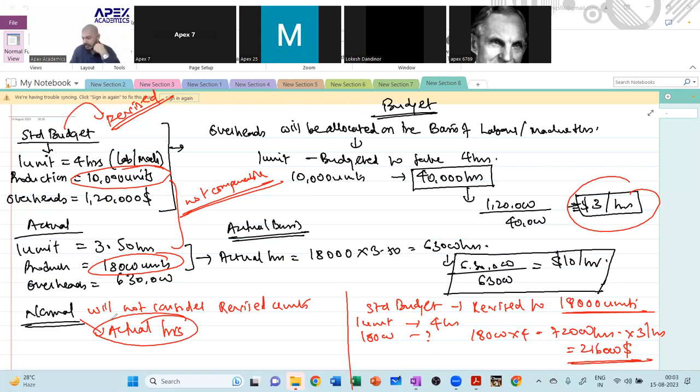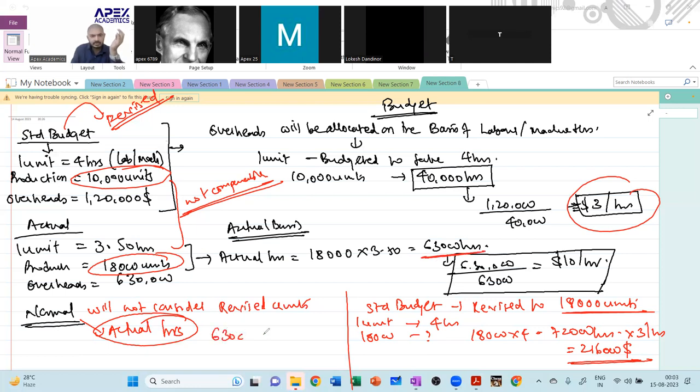Please understand this. Are you with me? Yes, yes. What are your actual hours? Your actual hours that you have taken are 63,000. And it will hit at standard rate. What is your standard rate? 3 per hour. So this is 63,000 multiplied by 3. What is the answer? 1,89,000. Are you with me on that?